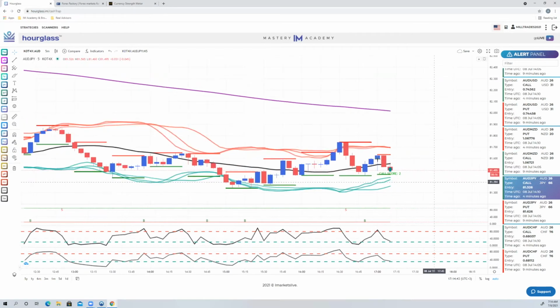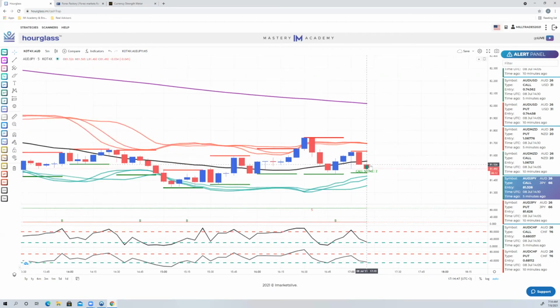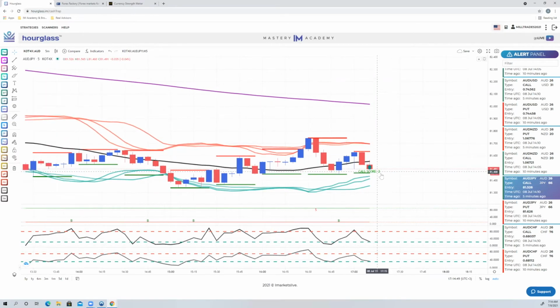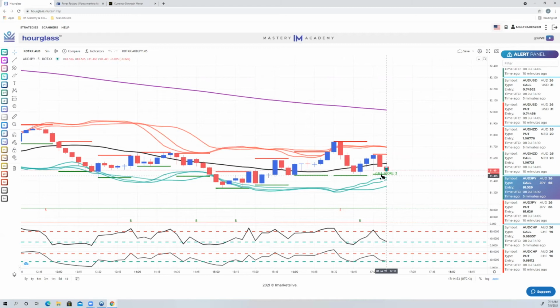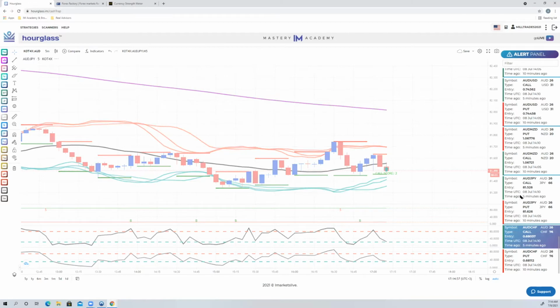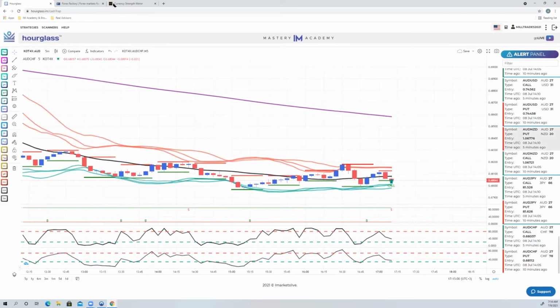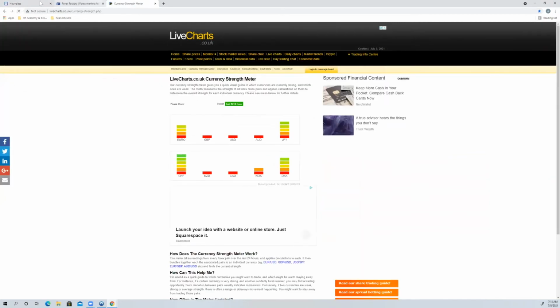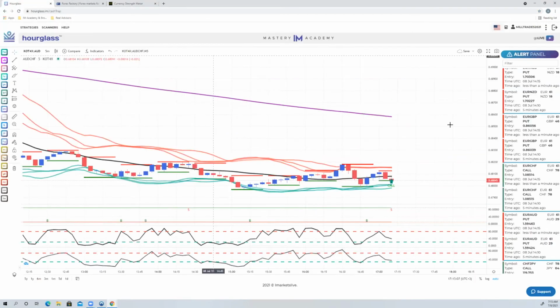Some of these are in that middle line right there. That's not what I really like. AUD JPY, let's see. There's a lot of support right here. Some of them are kind of getting in the middle. Let's see if we can find some more. CHF, we're going to look at CHF.